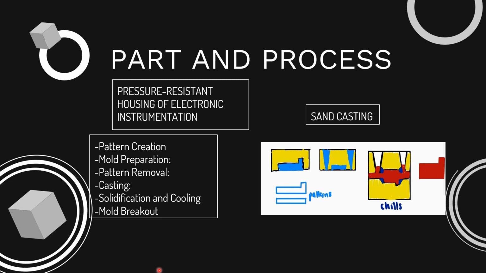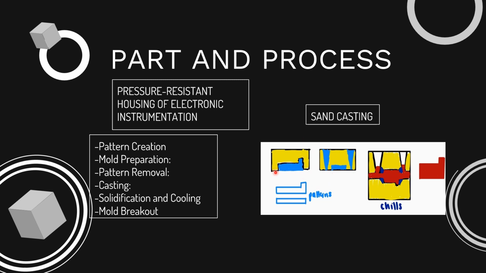Okay, so now about the part and the process I chose, I decided to make a pressure-resistant housing for electronic instrumentation. This is basically a rectangular or cubic cage where we can store some electronic devices. I chose sandcasting because I think that the shape is simple enough to be made with this process, which obviously cannot be used with really complicated shapes. The process of sandcasting is very straightforward. First, we need to create the pattern, and we also need to put the pattern in the sand mold.